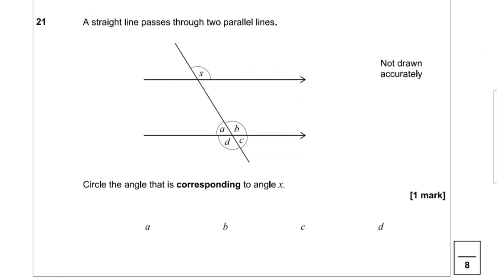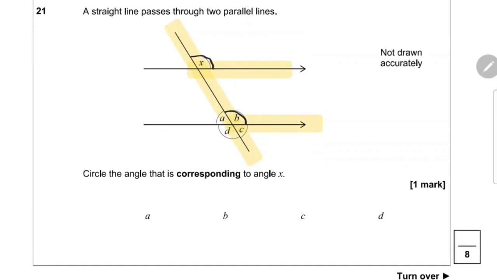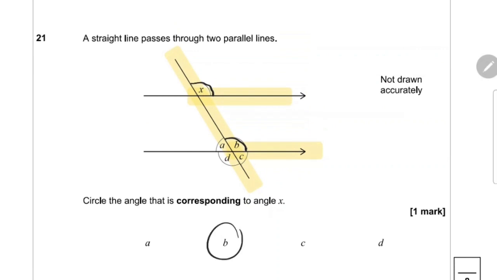So question 21. A straight line passes through two parallel lines. Circle the angle that is corresponding to angle X. So hopefully you know about corresponding angles. So if you can see, we've got a bit of an F shape, and this angle here, angle X, is corresponding to this angle here, which is angle B.